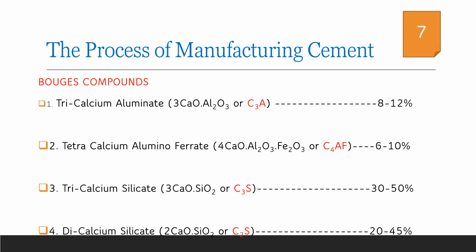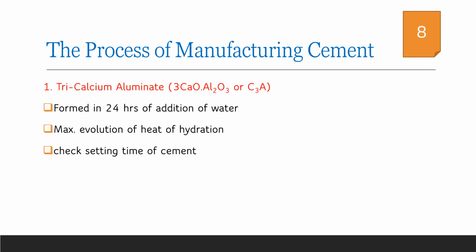From this we can see that tricalcium silicate and dicalcium silicate are the major ingredients of cement in the range of 30 to 50% as well as 20 to 45%. The other two ingredients are C3A and C4AF, which will be in the range of 8 to 12% and 6 to 10%. Now let us see each of the ingredients of cement in detail.